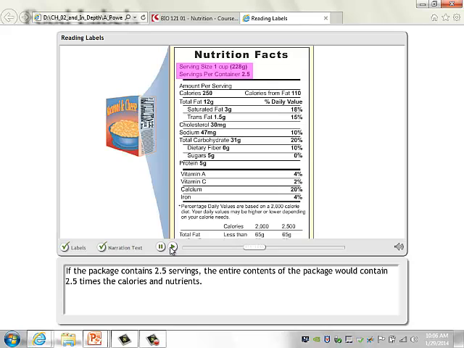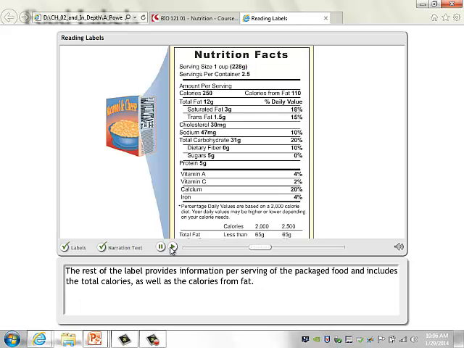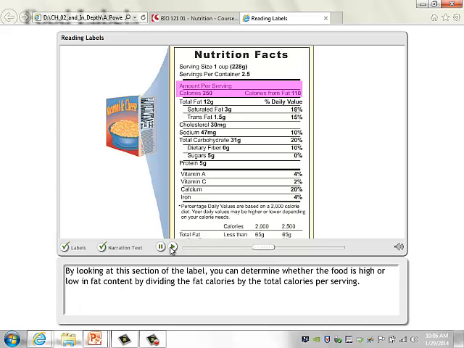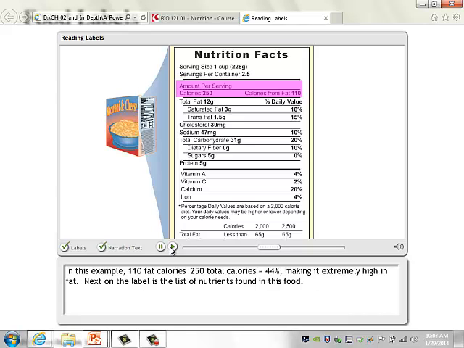The servings are listed at the top of the label. If the package contains 2.5 servings, the entire contents of the package would contain 2.5 times the calories and nutrients. The rest of the label provides information per serving of the packaged food and includes the total calories as well as the calories from fat. By looking at this section of the label, you can determine whether the food is high or low in fat content by dividing the fat calories by the total calories per serving.